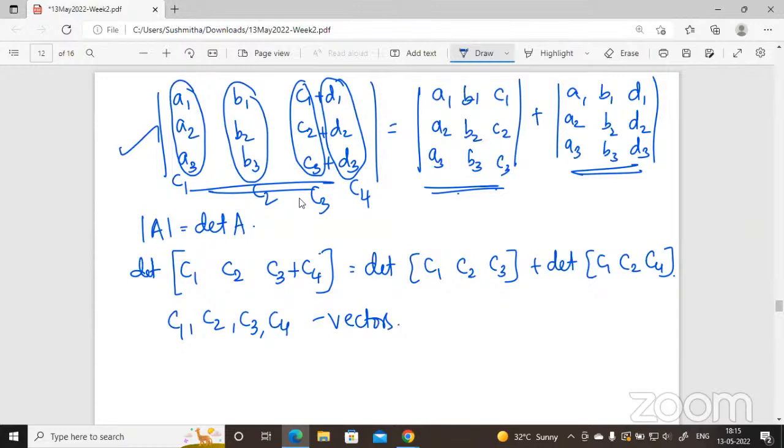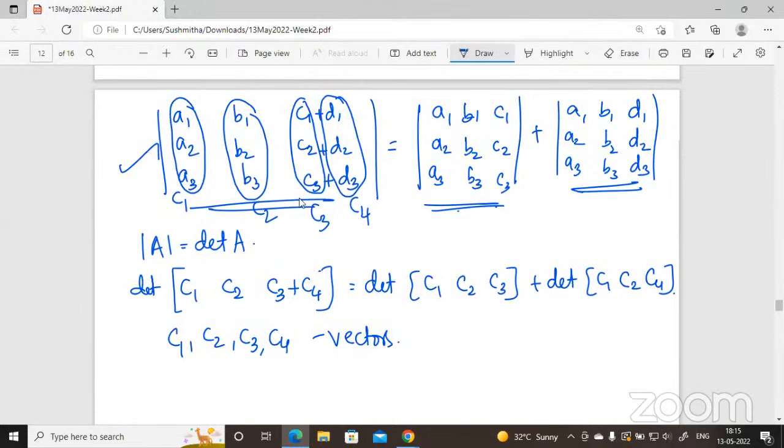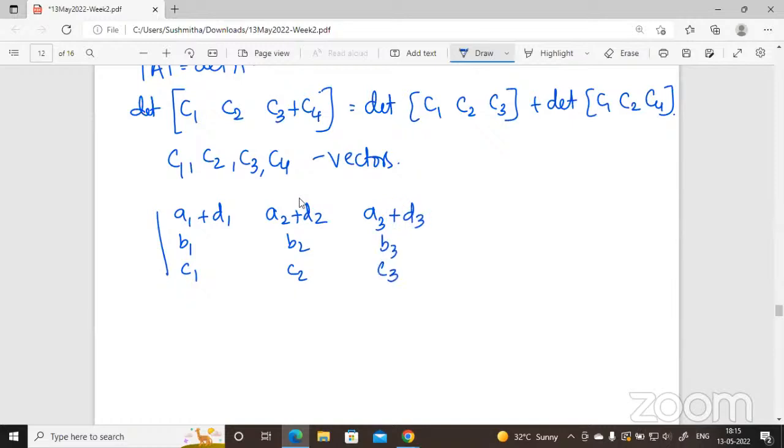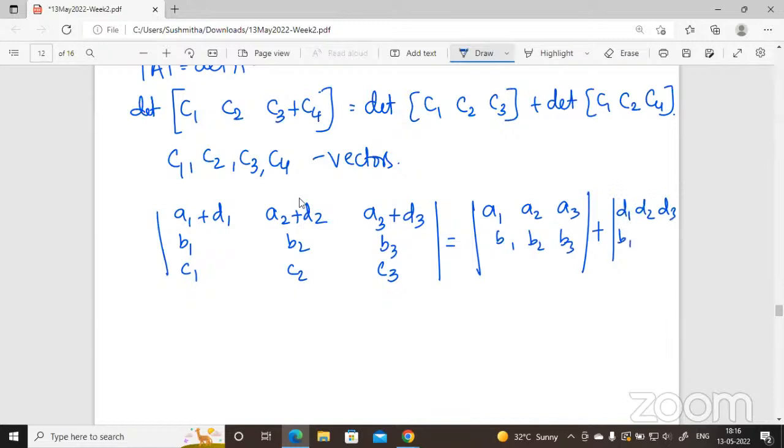Now, can we take a numerical example? Yeah, we will. And the same thing you can do for rows as well. Instead of adding D1, D2, D3 here, if it was added to the rows, even then you could have split. How would that be? Okay, let's write it like this. A1 plus D1, B1, C1, A2 plus D2, B2, C2, A3 plus D3, B3, C3. This is A1, A2, A3, B1, B2, B3 plus D1, D2, D3, B1, B2.